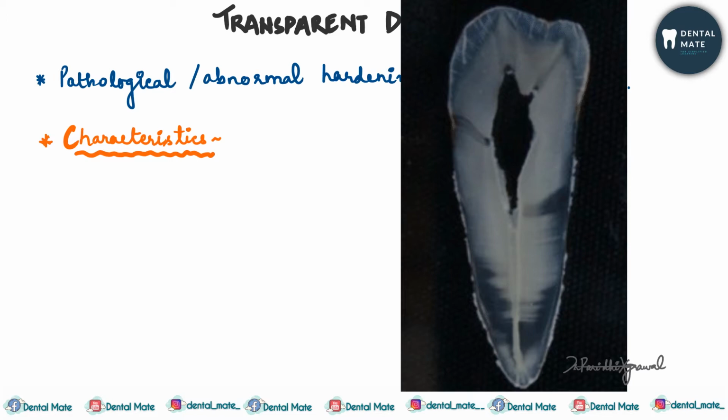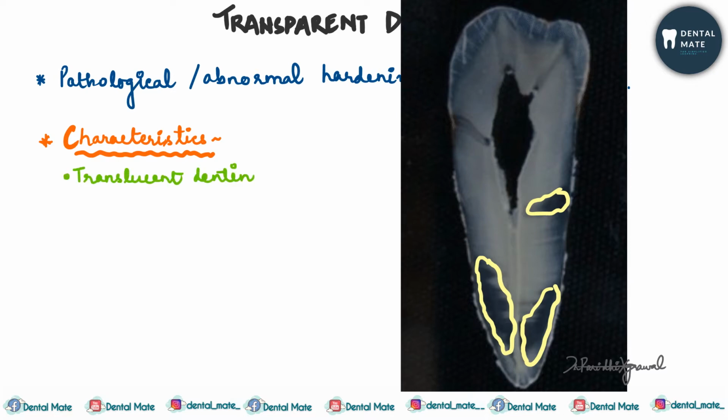Now, if we talk about the characteristics of transparent dentine, it is a translucent primary dentine. Can you see these areas? So this is the sclerotic dentine, which is basically translucent primary dentine. It appears transparent in transmitted light, whereas it appears dark in reflected light.